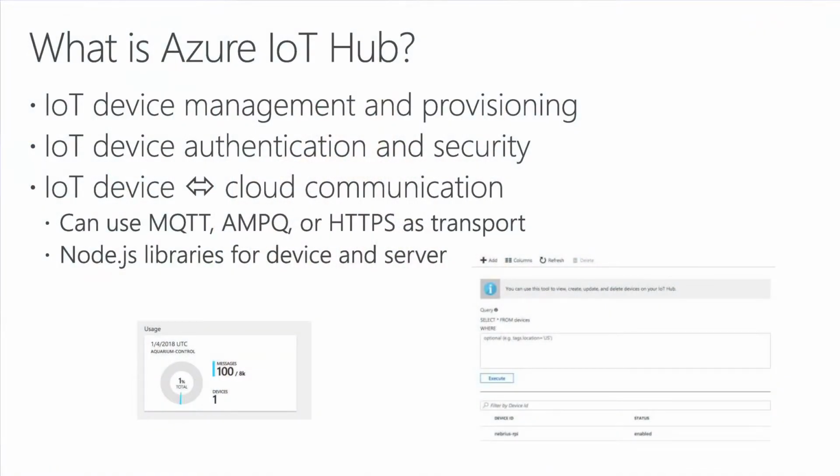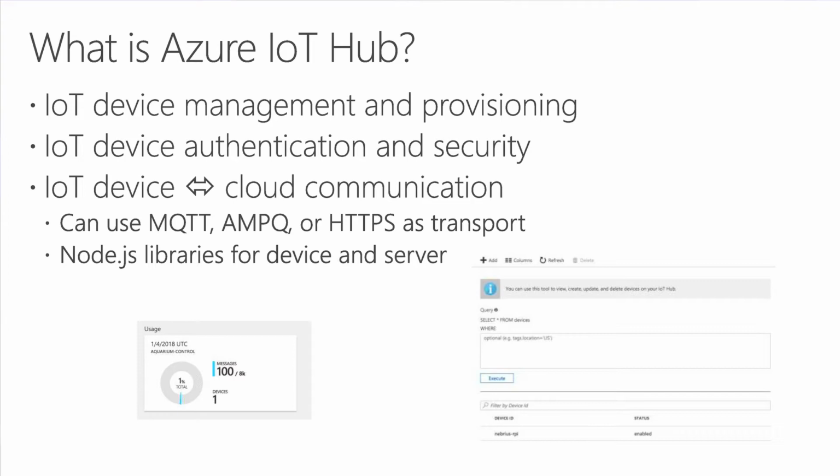And that messaging can be built on top of a couple of different protocols depending on what kind of communicating you want to do. It can use MQTT, AMQP, or HTTPS. Each of them has pros and cons, so read the docs, figure out what you want, and pick one. And then for all of this, Microsoft provides some Node.js libraries that make it really easy to consume and use. If you want to see the code, I can definitely show you that later.